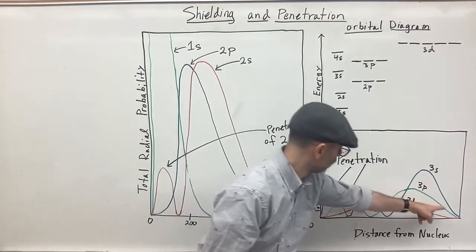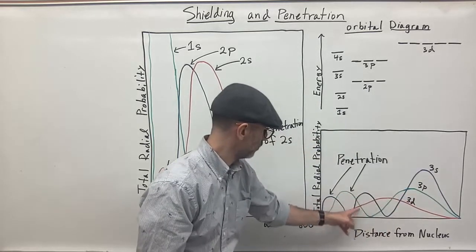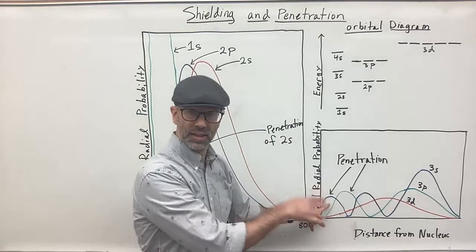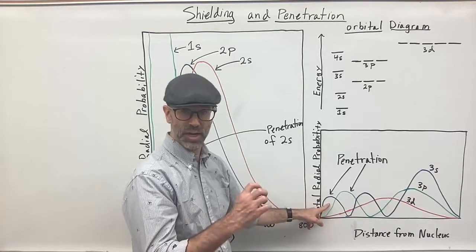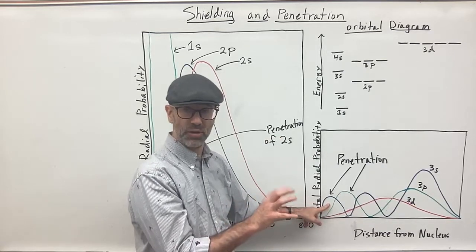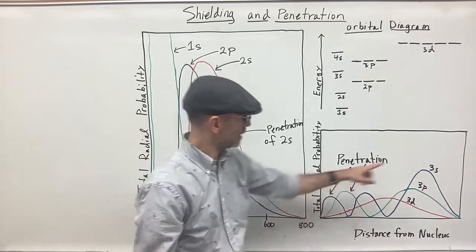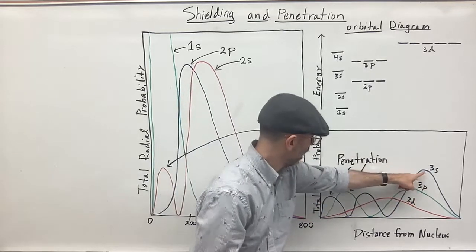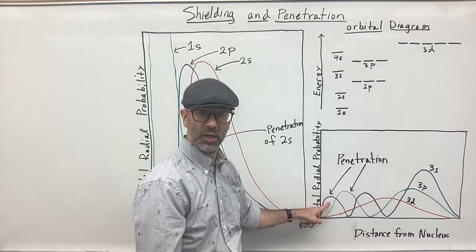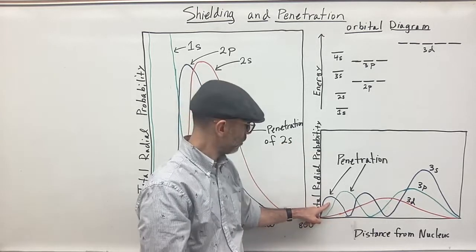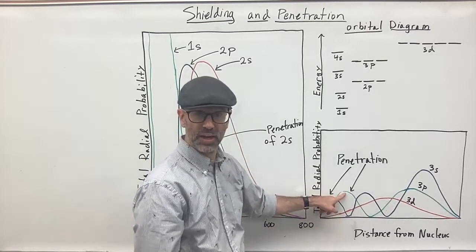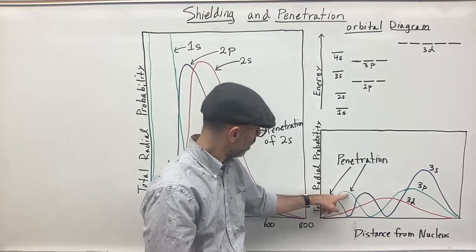And so then if you also look at the 3s, notice that the 3s has two peaks closer to the nucleus. So this peak here is penetrating the shielding electrons. So we have shielding electrons from the second energy level and the first energy level. So those two energy levels, those electrons are shielding the electrons in the third energy level. But the 3s can penetrate much closer to the nucleus, therefore lowering the potential energy compared to that of the 3p orbital as well.